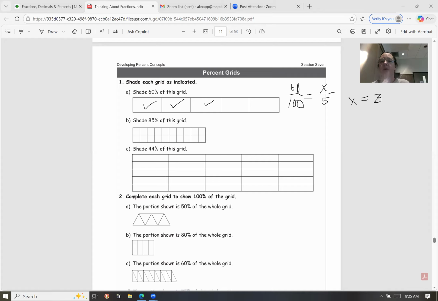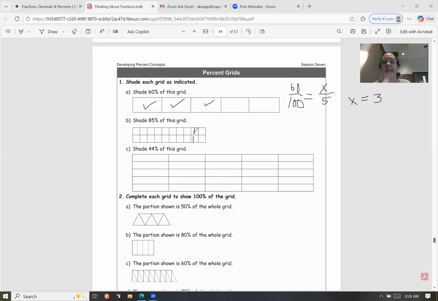Okay, now let's do the second one. We're going to shade 85% of this grid. If you count, you can see that this grid has 20 sections in it. My brain, when I did it, said, well, I have 10 here, and I know that 85% of 10 is just 8.5. So I counted 1, 2, 3, 4, 5, 6, 7, 8. There's 8.5 from the top row of 10 and 8.5 from the bottom row of 10. And then I just counted up to 16, plus a half is 17.